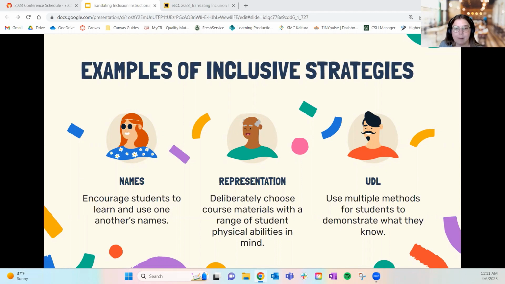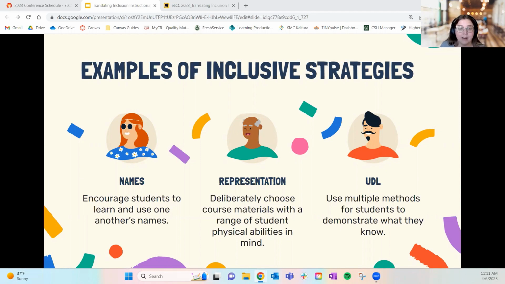In this case, I'm using the example of physical abilities. So are you choosing course images, research articles, and other course materials that include and represent folks with disabilities? How do you know that you're doing that? How are you making that intentional? That's something to keep in mind.